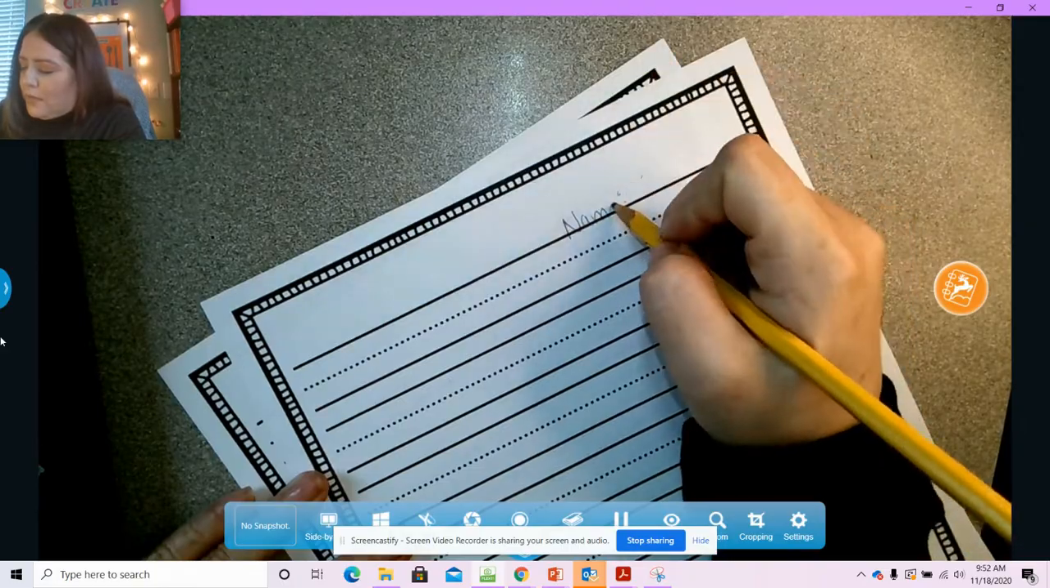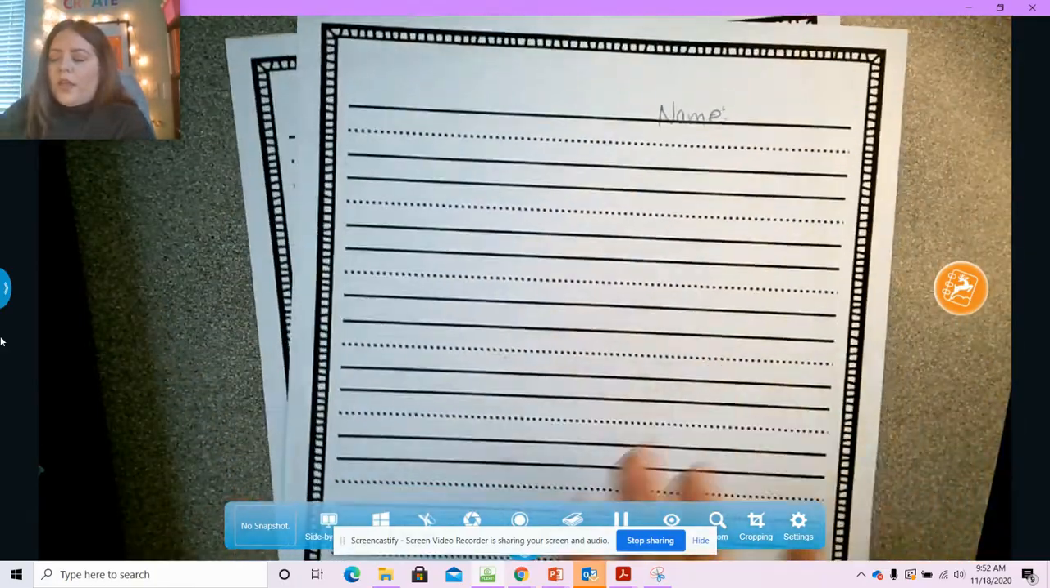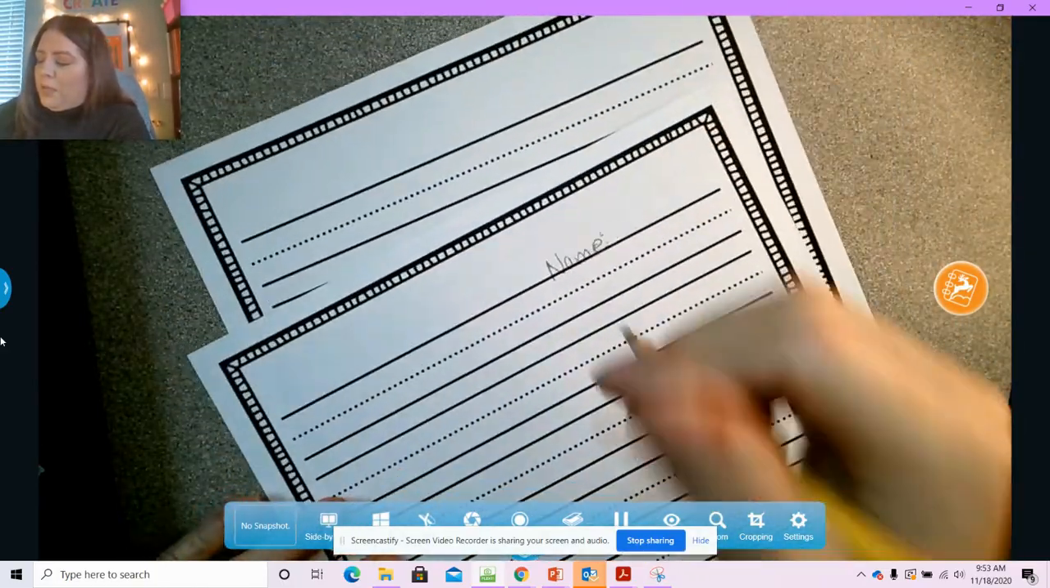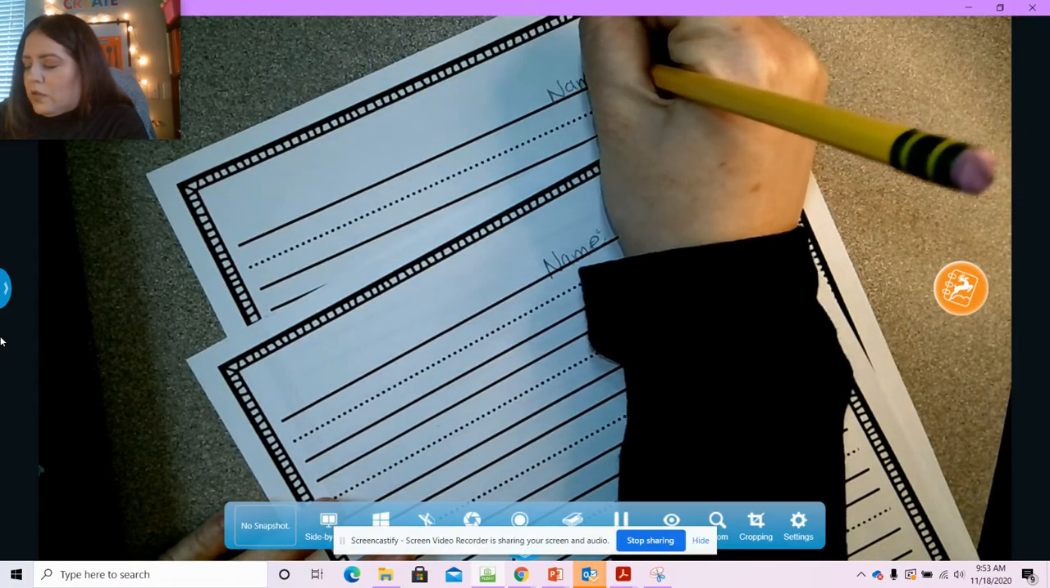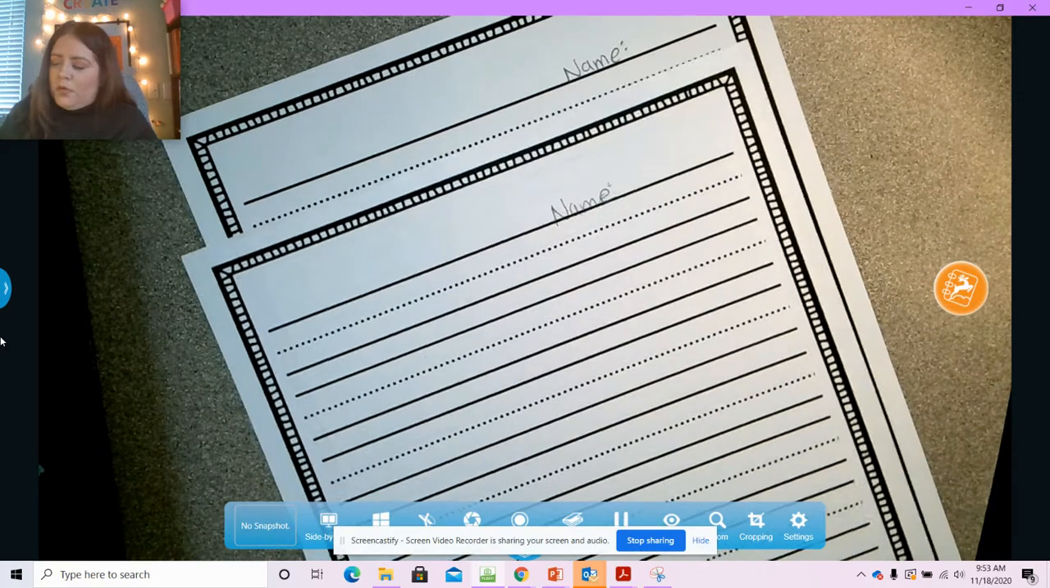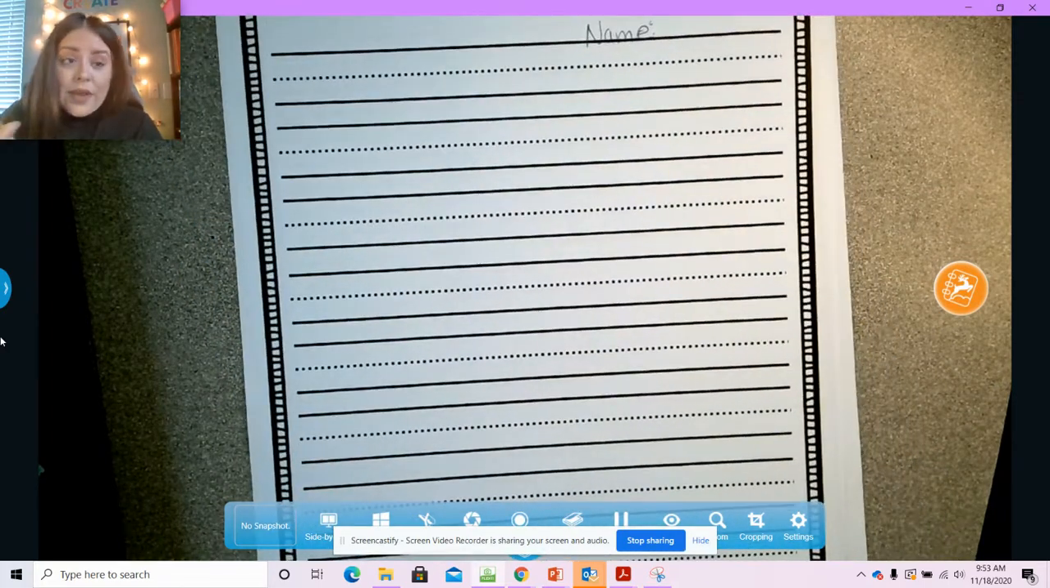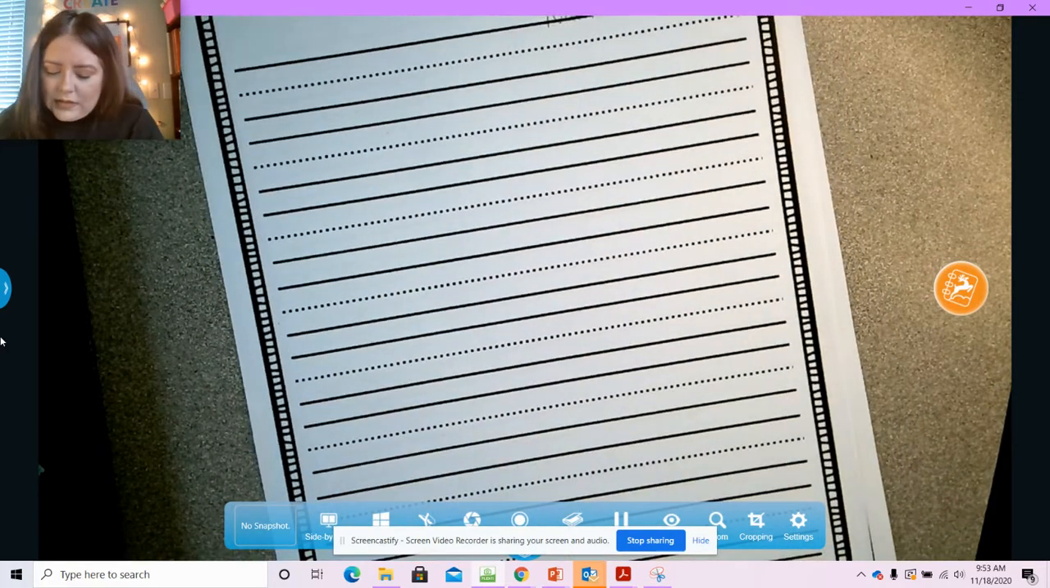Write your name. You want to put your name on both papers if you're going to use 2. If you're going to use 2 papers, we're going to put our name on both of them. We have 5 high frequency words today.